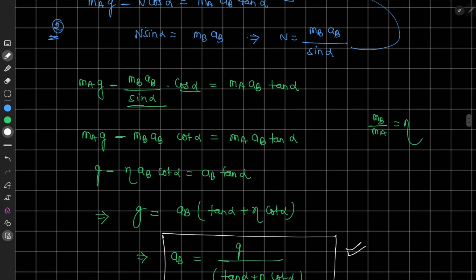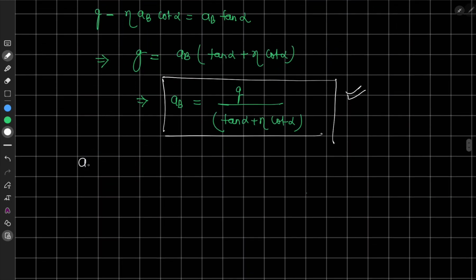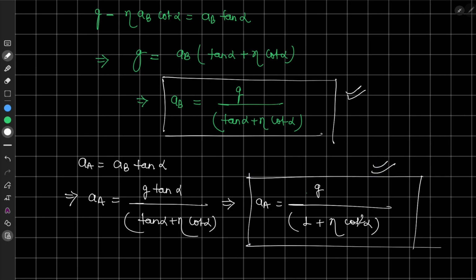Now let us determine the acceleration for the rod. So we have obtained acceleration of A is equal to acceleration of B into tan alpha. So from here we can get acceleration of A is equal to g tan alpha whole divided by tan alpha plus eta times cot alpha. So if we divide this particular expression by tan alpha in the numerator and denominator, we will get g divided by 1 plus eta times cot alpha by tan alpha, which is basically cot square alpha. So this is the expression we have for the rod.